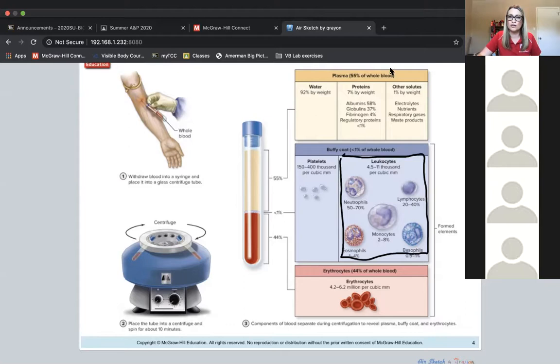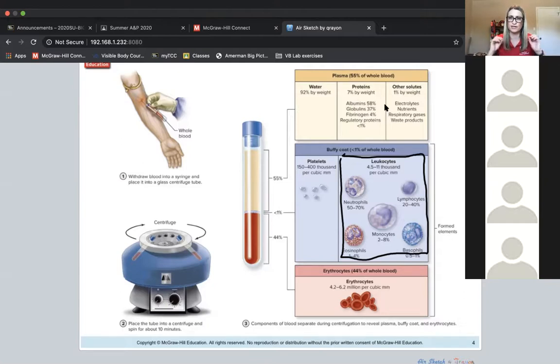Okay, so let's look at erythrocytes. And erythrocytes, when you look at the part that they make up in the whole blood, they're not the biggest component of the whole blood. It's only about 44% or so. And in males, actually, that percentage is a little higher. But erythrocytes are the most abundant formed element.